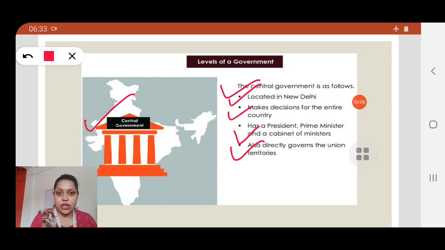So children, we shall stop till here. Okay. In the next class, children, we shall proceed with state government and local self-government, the other two parts. So we have studied today two very important topics. One is government, what is government, and what are the different levels of government in India. Okay, so we shall stop till here.